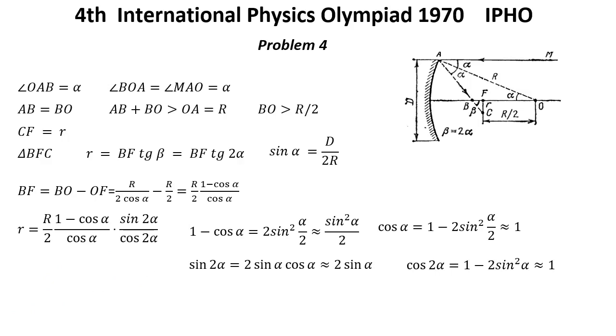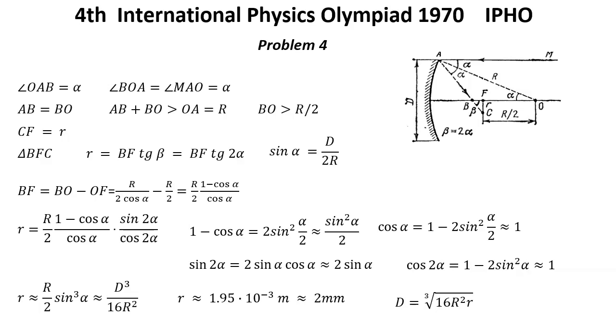1 minus cosine alpha equal to 2 sine square alpha over 2, which is approximately equal to sine square alpha over 2. Cosine alpha equal 1 minus 2 sine square alpha over 2, which is about 1. Sine 2 alpha equal 2 sine alpha cosine alpha, which is approximately equal to 2 sine alpha. And finally, cosine 2 alpha equal 1 minus 2 sine square alpha, which is approximately 1.